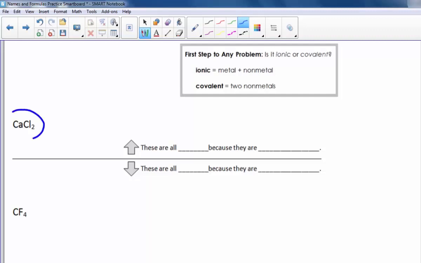So, checking this formula right here, calcium is on the periodic table on the very left-hand side, and so that means it's a metal. And chlorine, on the other hand, is way towards the right-hand side with all the nonmetals. You could check the other three substances above this one on the sheet, but all of them are going to fall into that pattern of a metal and a nonmetal. That means they're held together with ionic bonds, and so we'll record that these are all ionic because they're metal and nonmetal.